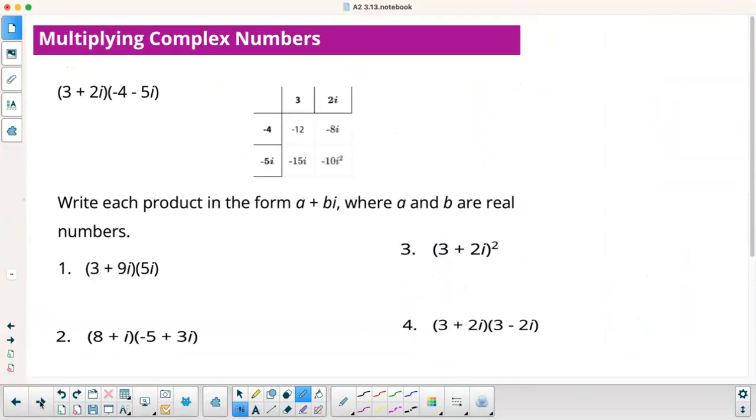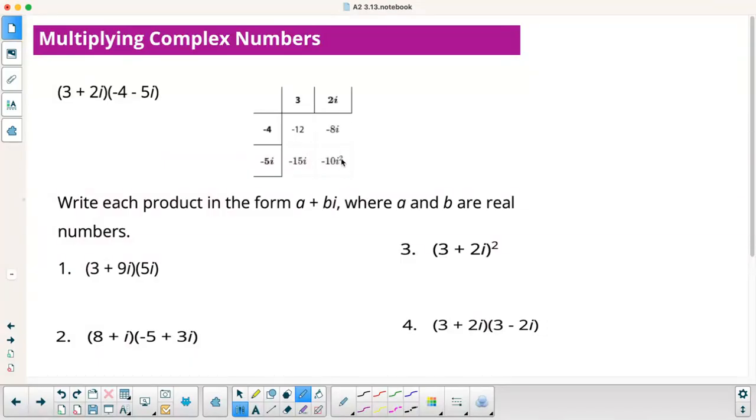All right, so now we're going to multiply complex numbers. When we multiply, we've been doing them with the box method. So 3 plus 2i, negative 4 times negative 5i. You multiply negative 4 times 3, gives me negative 12. Negative 4 times 2i is negative 8i. This is negative 15i. And then here you get negative 10i squared.